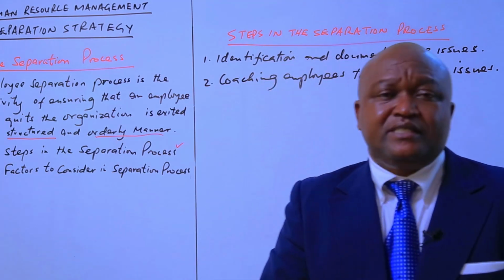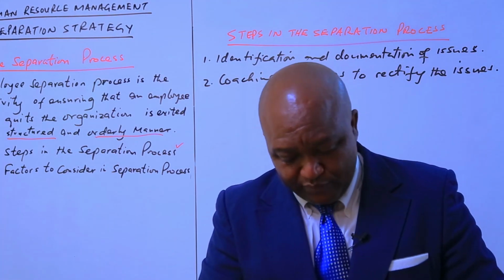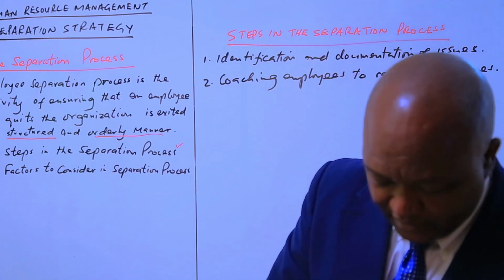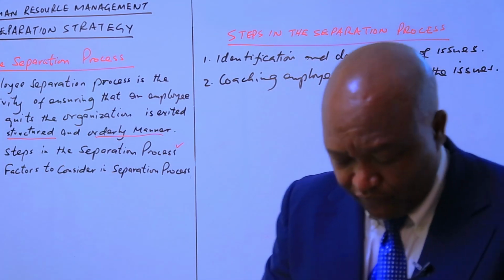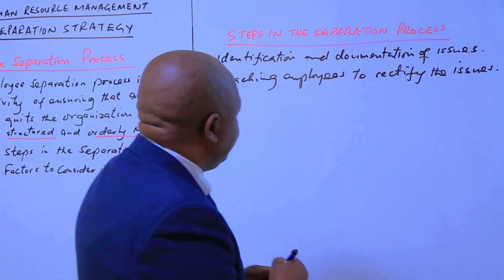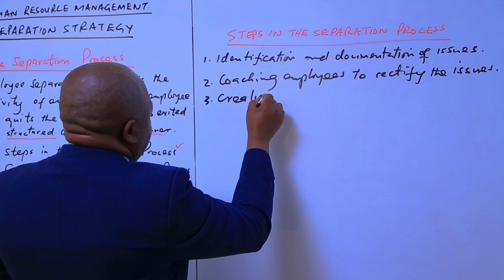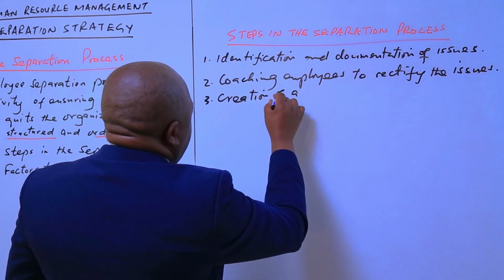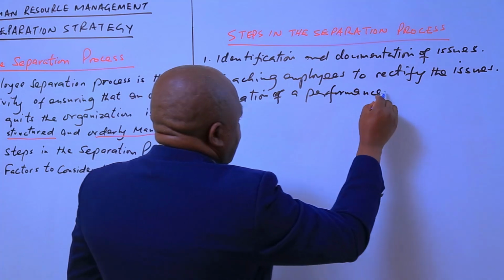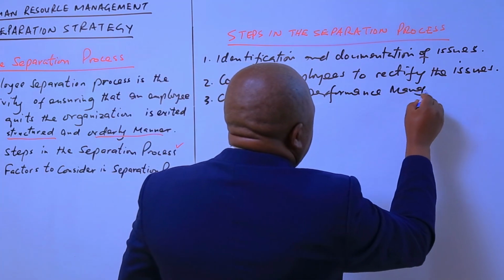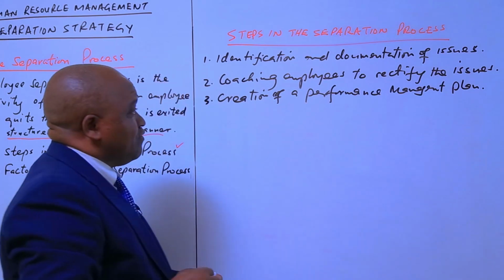Then, after the first and second stages have been looked at, the third stage is creating a performance management plan. Number 3, creation of a performance management plan.